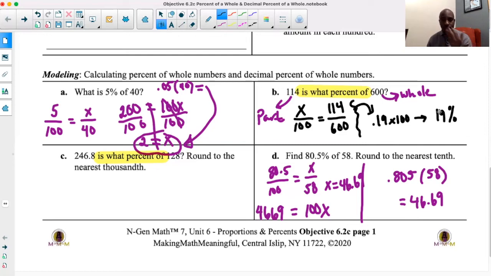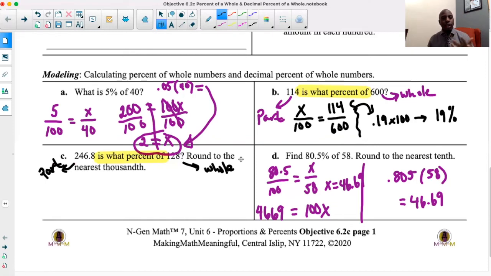Now let's quickly do C. Now, once again, I told you in C that when they say these words, is what percent of, they're telling you the first number is a part of the second number. Mr. Whitford, is that okay to have a bigger number as the part? Of course, we are not afraid of mixed numbers. We're not afraid of improper fractions.